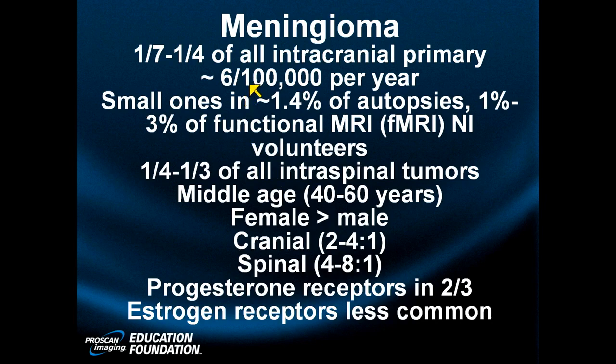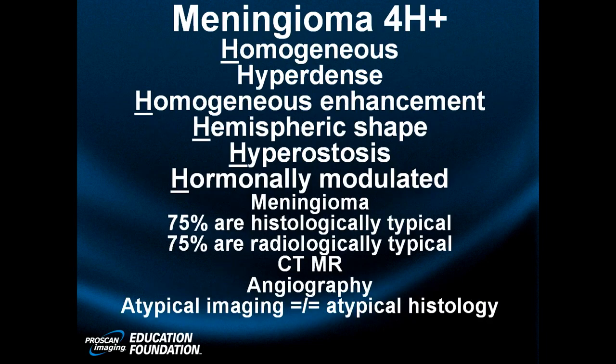So these are common, 6 per 100,000. Small ones are found in 1.5% of all autopsies. In one study, 3% of functional MRIs discovered meningiomas. It is as many as 1/4 to 1/3 of intraspinal tumors, typically in middle-aged patients, females greater than males, cranial more than spinal, and they have progesterone receptors in 2/3, therefore they're hormonally sensitive, estrogen receptors less common. So people with large meningiomas should not get progesterone.